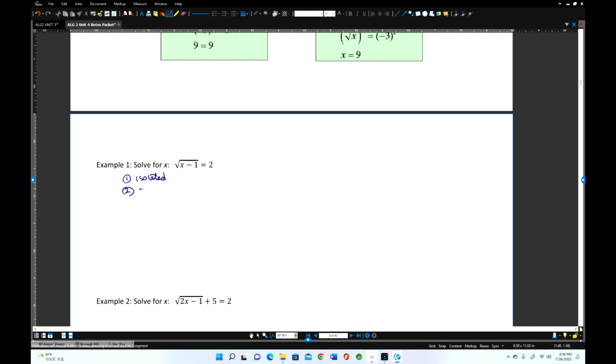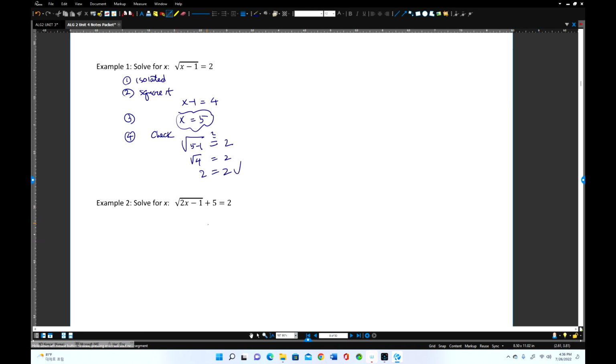Now, let's square it. Squaring it gives x minus 1 equals 2 squared, which is 4, right? After that, solve it. So plus 1, x is 5. After that, you need to check. Put this number 5 in there. 5 minus 1. Is that equal to 2? Yes, this is the square root of 4. The square root of 4 is actually equal to 2. 2 equals 2. Check. Yep, this is the solution.